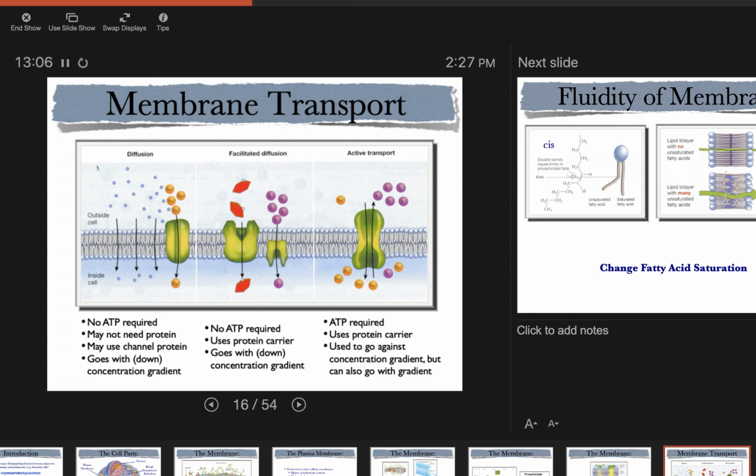May use a channel protein, that's what's being shown here, right? That's where it just kind of goes through the channel. There's no other mechanisms required. And it's concentration gradient dependent, right? We know what that means, right? It'll go from a higher concentration to a lower concentration until you hit equilibrium, and then transport across the membrane stops. So the next one's facilitated diffusion. The facilitator is a protein.